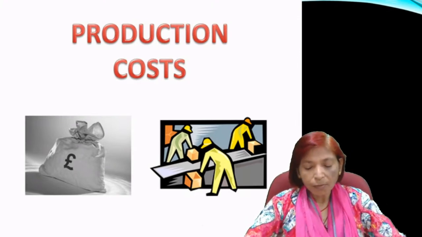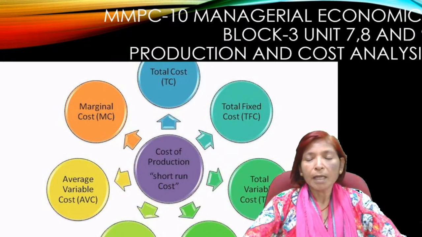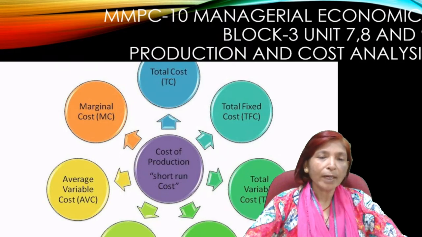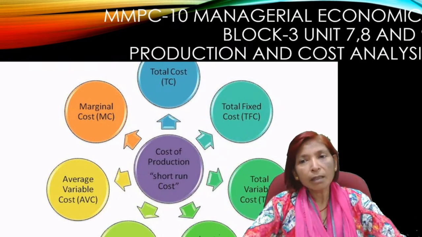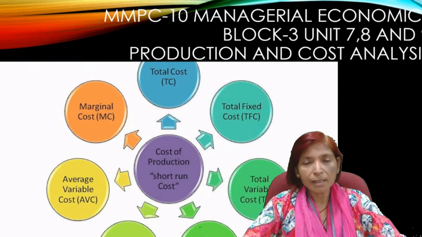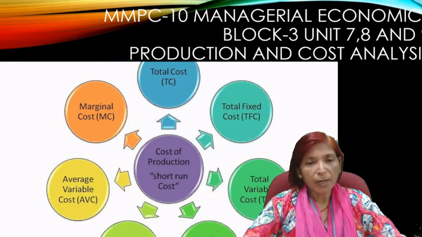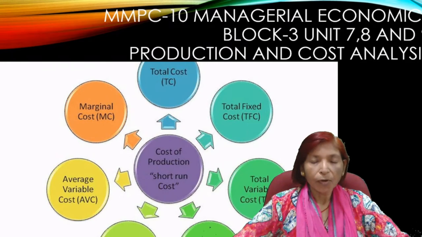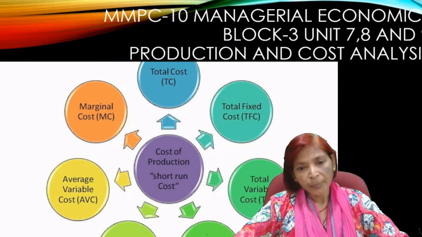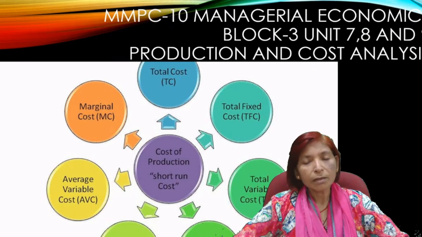So let us start from the first topic, production and cost analysis. There are so many types of cost. Do you know what is the meaning of cost? Cost means the money expenses incurred in the production of goods and services. There are so many types of cost, but we can broadly categorize the cost concept into two main categories: one is short run cost and the other is long run cost.